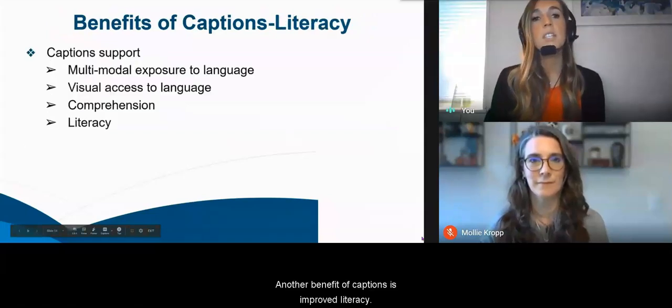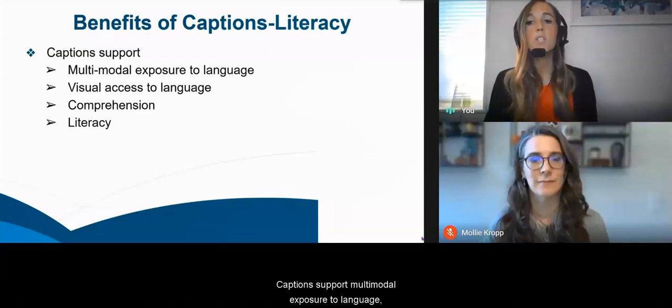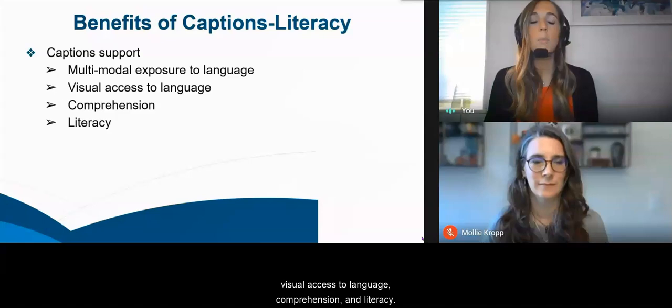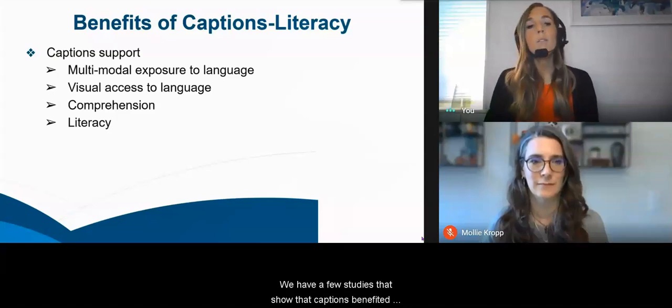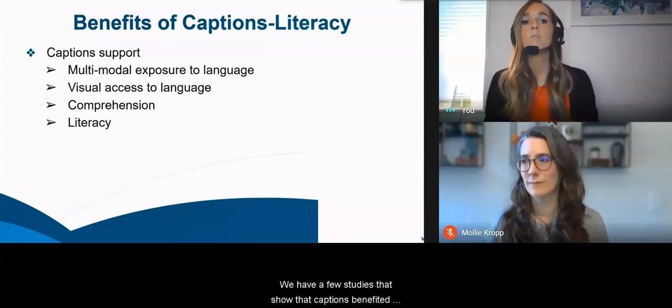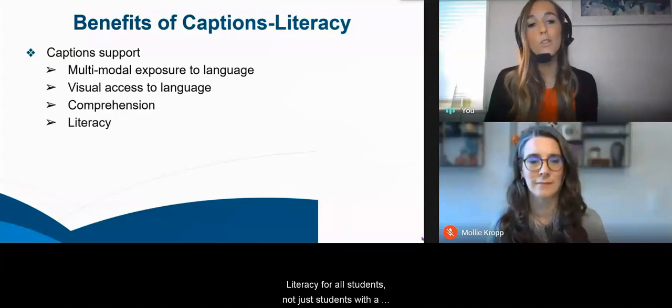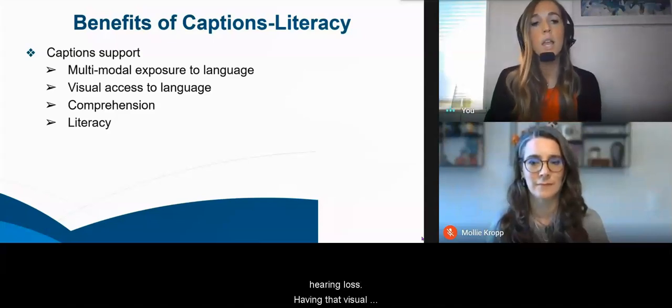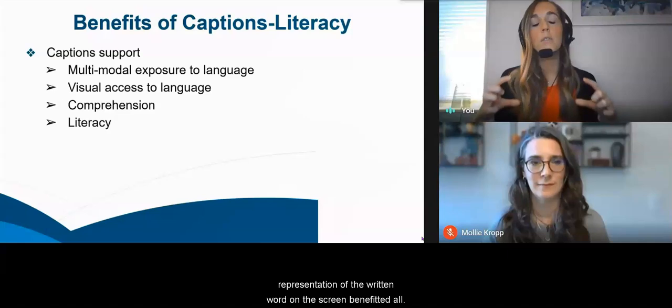Another benefit of captions is improved literacy. Captions support multimodal exposure to language, visual access to language, comprehension, and literacy. We have a few studies that show that captions benefited literacy for all students, not just students with a hearing loss. Having that visual representation of the written word on the screen benefited all.